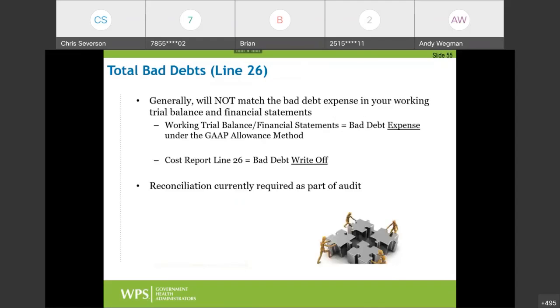As I mentioned before, line 26, even though they have that erroneous label on the front of the cost report, it is not a bad debt expense amount. It's a bad debt write-off. That part is very clear in the instructions. So one of the things in the query logic, it asks you to do a reconciliation from the bad debt write-off you're reporting to the actual financial statements or trial balance bad debt expense. The key thing is that these are very, very unlikely to be the exact same number. And if we see the same number, we'd be asking questions there.